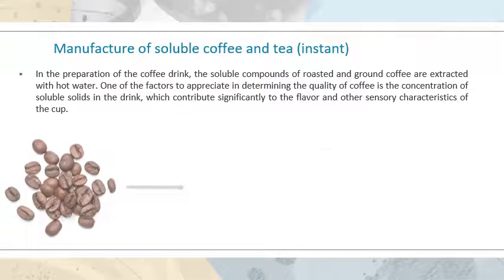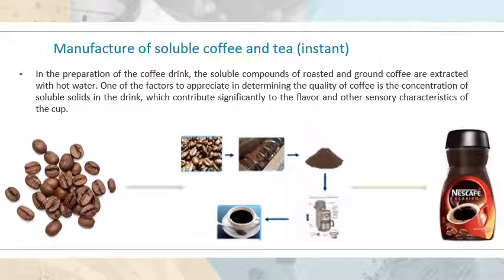Manufacture of soluble coffee and instant tea. In the preparation of the coffee beverage, the soluble compounds of the roasted and ground coffee are extracted with hot water by means of dilution. One of the factors appreciated in determining the quality of coffee is the concentration of soluble solids in the drink, which contributes significantly to the flavor and other characteristics.